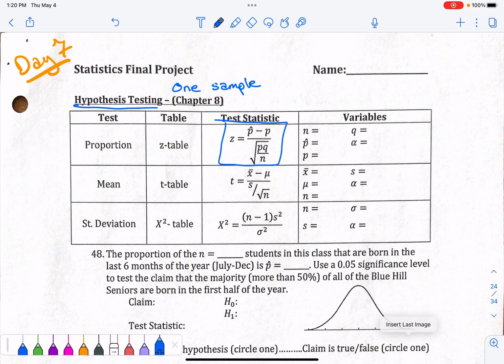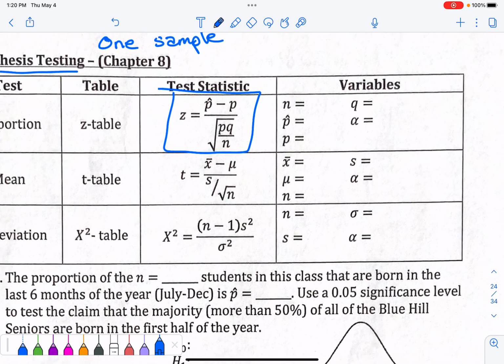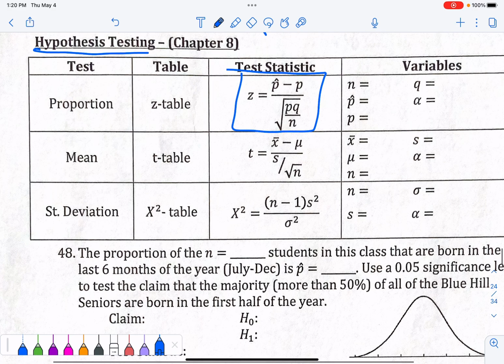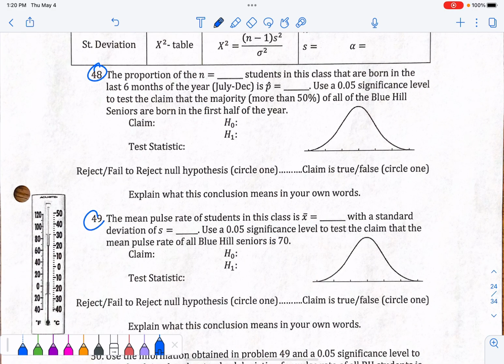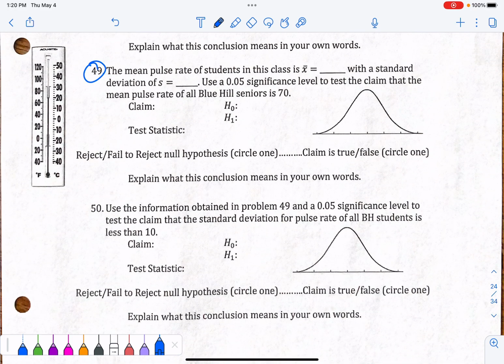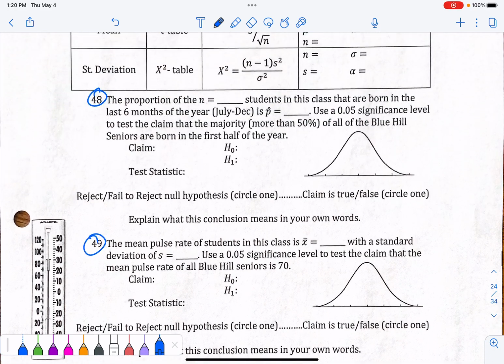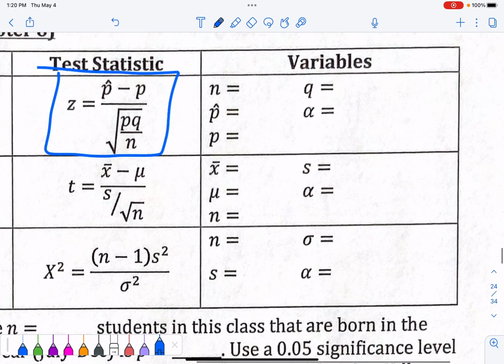Okay, so let's go through, when we're doing proportion, mean, standard deviation, 48 is going to be a proportion, 49 is going to be a mean, and 50 is going to be a standard deviation. Okay, so we'll kind of talk through those. Let's talk about our variables over here when we have our equation. So n is going to be the number in your sample. P hat is going to be the sample proportion.